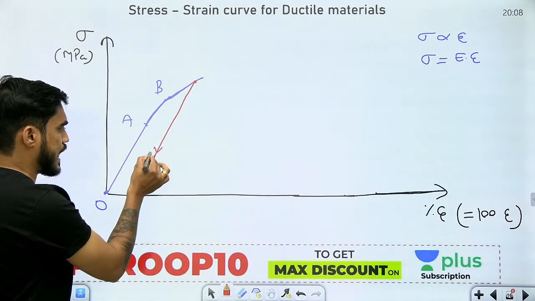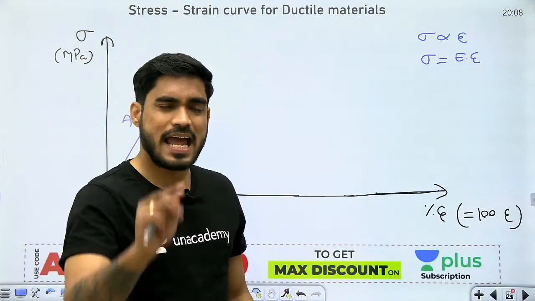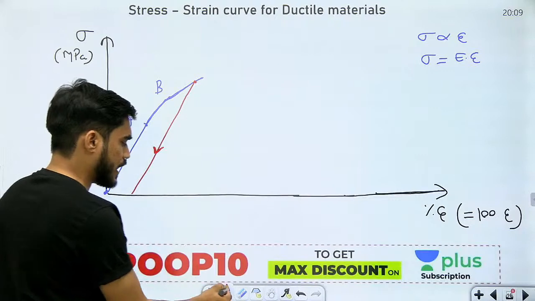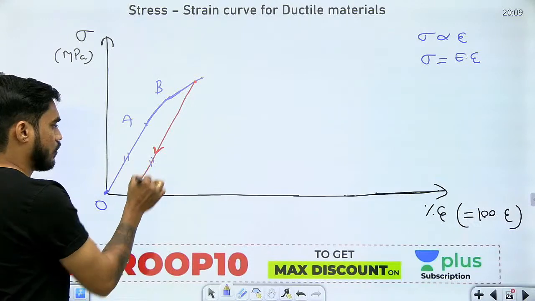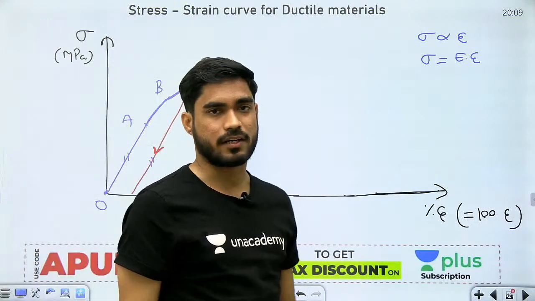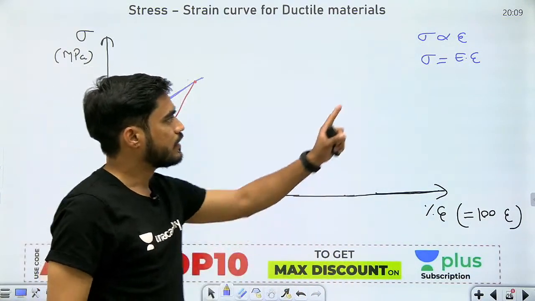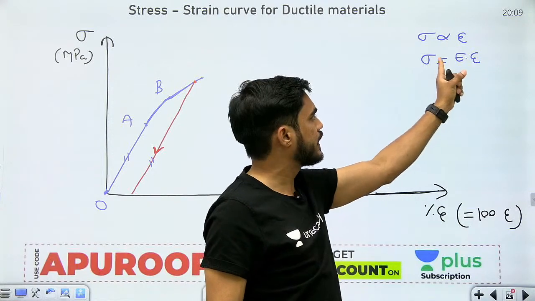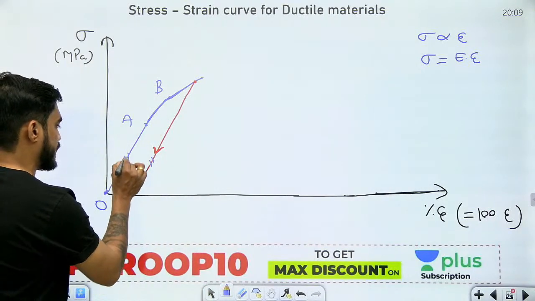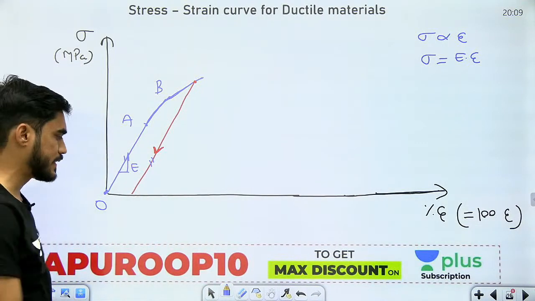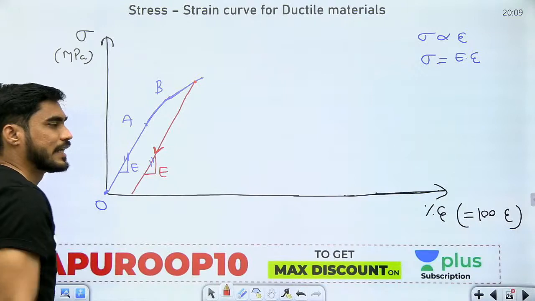This is known as the unloading curve. And what is the property of the unloading curve? This line and this line will be parallel to each other. Now understand, sigma equal to E into epsilon. So in this equation, what is E? It is the slope. So if you calculate the slope of this line, you will get Young's modulus. Similarly, if you calculate the slope of this line, then also you will get Young's modulus.